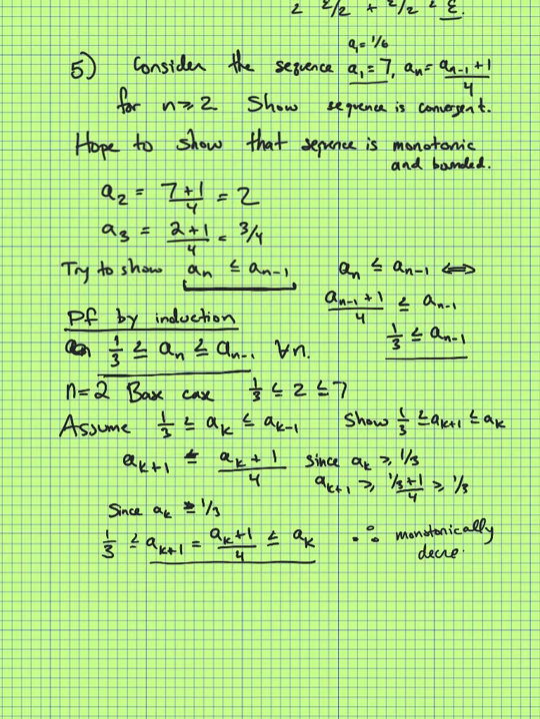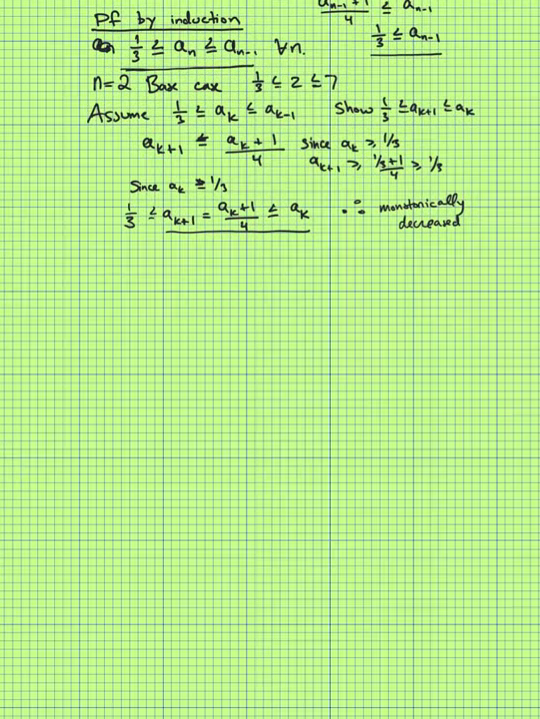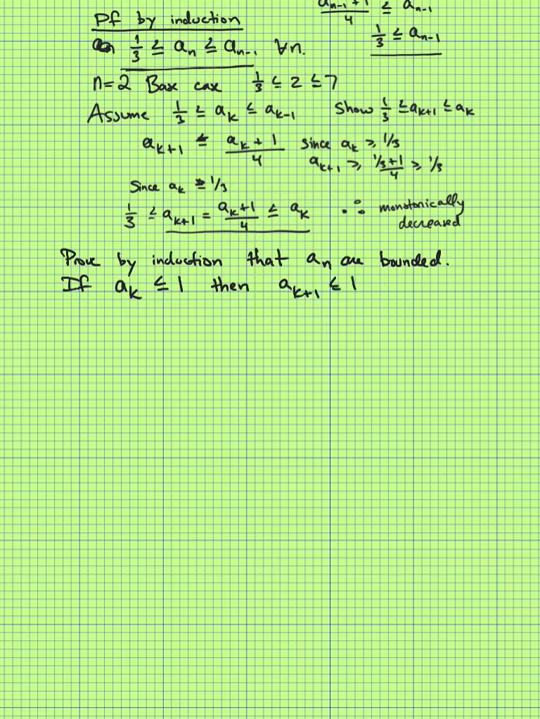Now for bounded, as you can guess, the limit of this sequence actually will end up being a third. Again, you can prove by induction that the a_n are bounded. Let's just show that if a_k is less than or equal to 1, then a_(k+1) is less than or equal to 1.